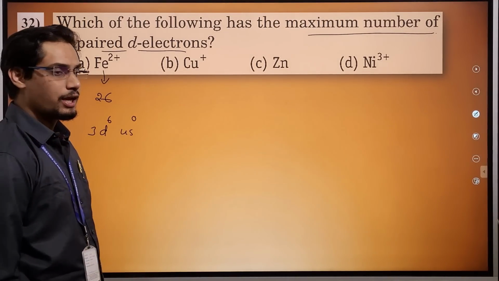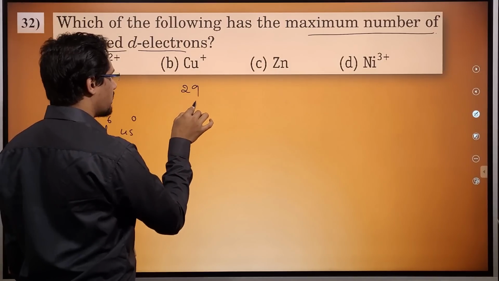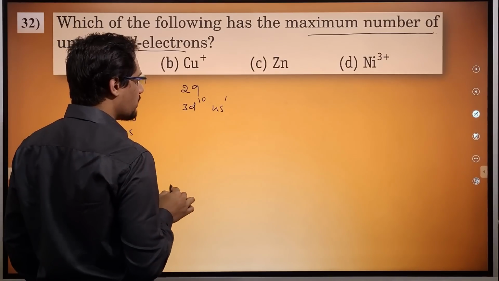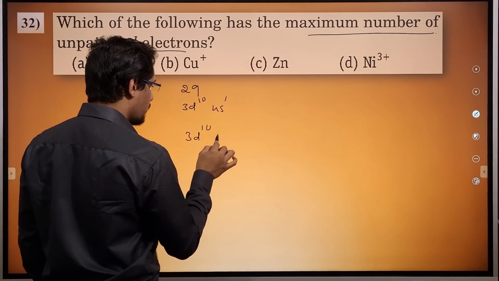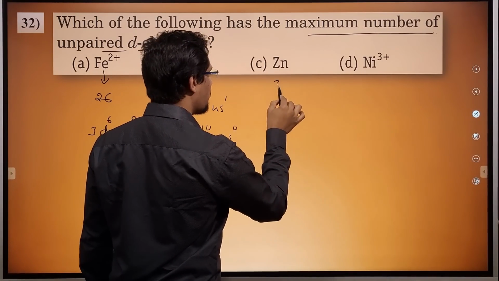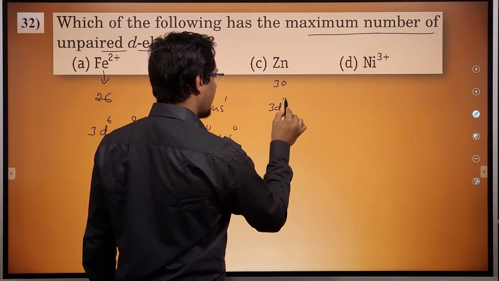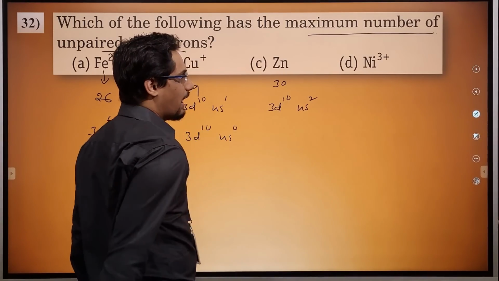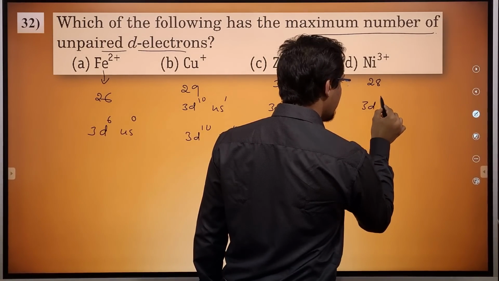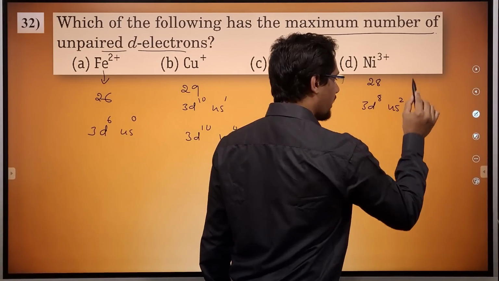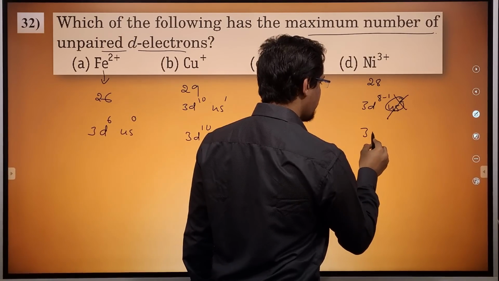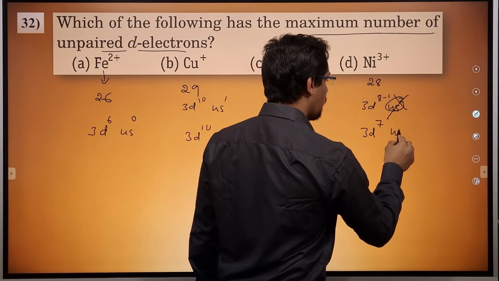Copper plus, they have asked. Copper has atomic number 29 with configuration 3d10 4s1, so copper plus should be 3d10 4s0. Zinc is atomic number 30, that means 3d10 4s2. And nickel plus 3: nickel atomic number 28 is 3d8 4s2. If I remove 3 electrons, 2 from here and 1 from here, that means 3d7 4s0.